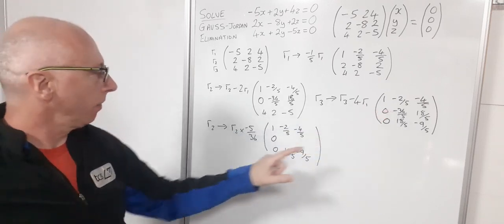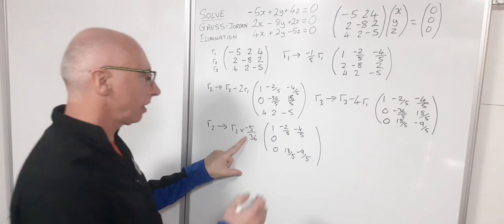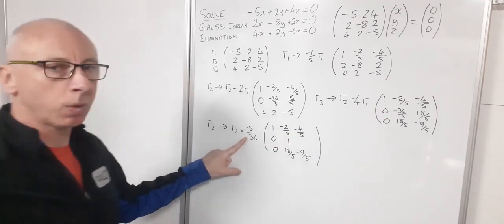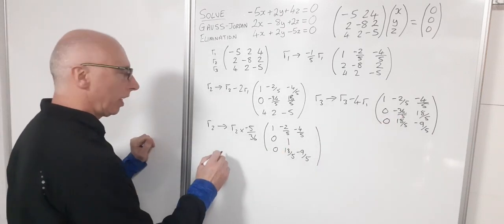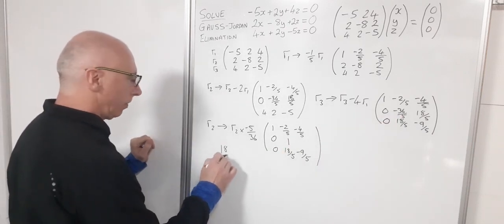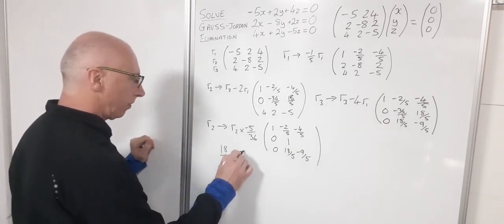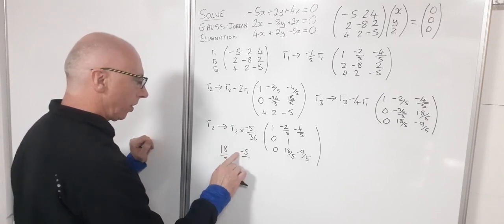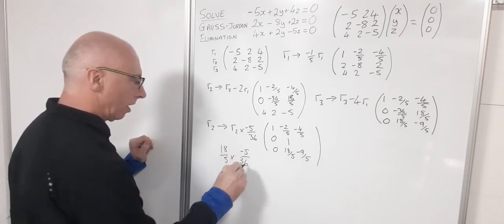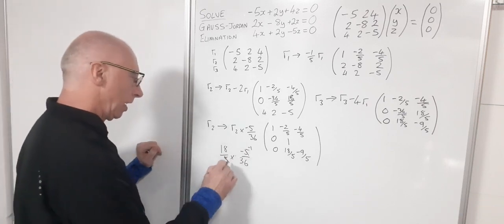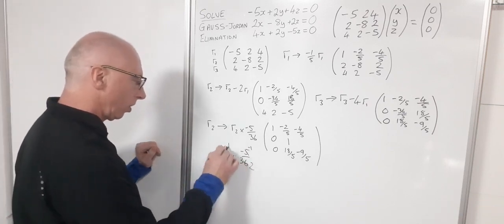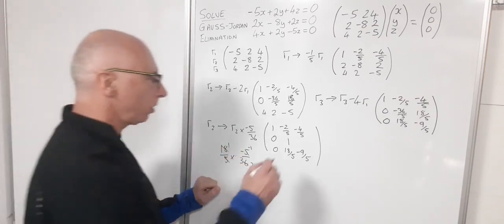Minus 36 over 5 times minus 5 over 36, that's going to give me 1 as required. And now 18 over 5, let's go careful here. So I've got 18 over 5 times minus 5 over 36. Okay, well that's going to cancel and give me a minus 1. And then that's going to cancel and give me a 2. And it's a half actually, minus 1/2.